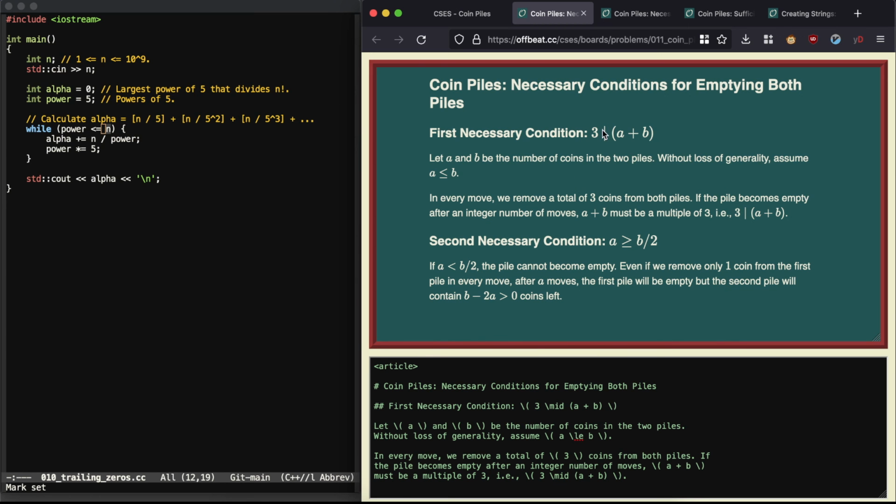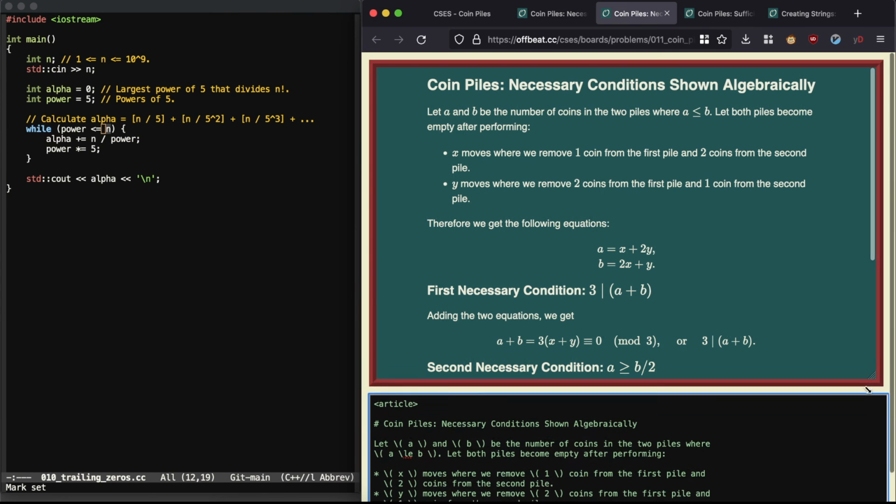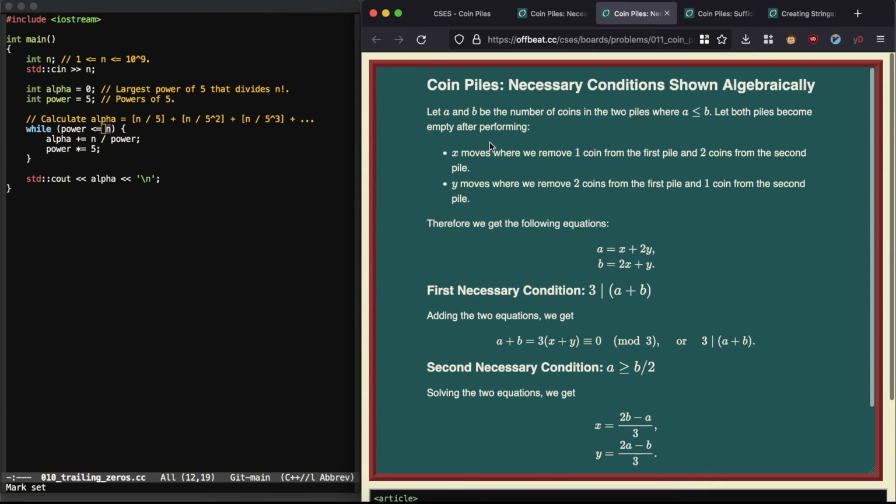Now let's be 100% sure that our intuition is correct and there are no flaws in our thinking. So we'll go step by step, rigorously. Let a and b be the number of coins in two piles, where a is less than or equal to b. It is just labeling the two numbers. The smaller number, we'll call it a. Let both piles become empty after performing x moves where we remove one coin from the first pile and 2 coins from the second pile, and y moves of the other type, where in each move we remove 2 coins from the first pile and 1 coin from the second pile.